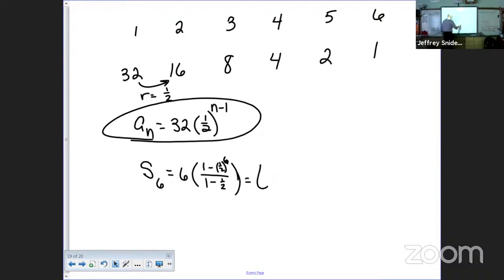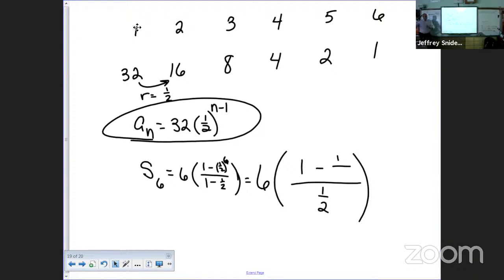All right, 6 times. Let's talk about this in here. The bottom part's easy. What's 1 minus 1/2? That's 1/2. In the numerator, you're going to get 1 minus. Now, when I take a fraction to a power, you take the top and the bottom to that power. Well, 1 to the 6th power is easy enough. That's 1. 2 to the 6th power is 64.